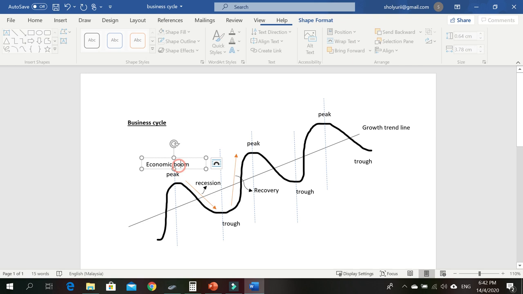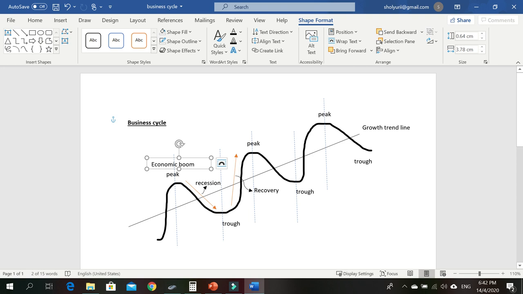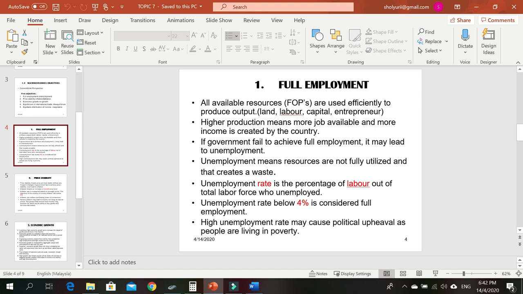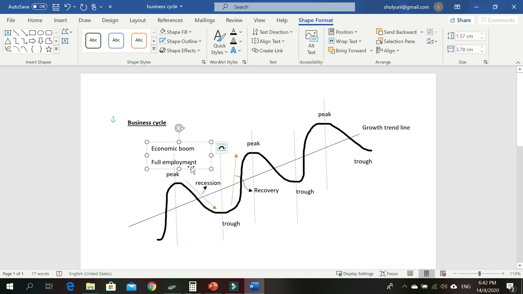So this is what we have here. We have economic boom. It's good, because this is what we want to obtain. Dekat economic boom ni, apa yang ada? Kita ada full employment. Kita berjaya capai objektif yang pertama, iaitu we are able to utilize the four factors of production, land, labor, capital, entrepreneur. Full employment berlaku masa tu, the first one. Land, labor, capital, entrepreneurs are being utilized efficiently to produce good. Okay, so it's good. Ini adalah yang target sesebuah negara, is to reach peak so that we have economic boom.